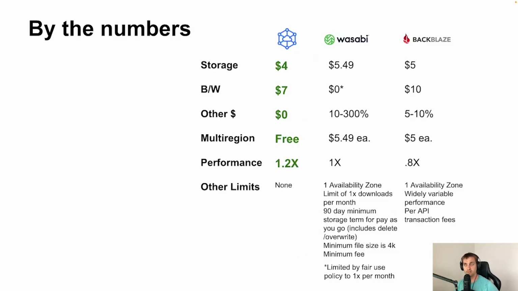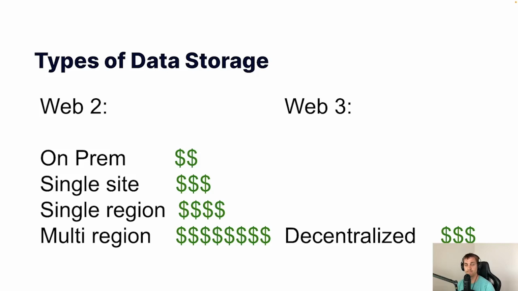How about the cheaper options? Well, Wasabi says free egress, but that means you can only download your entire file once per month. And Backblaze has a bandwidth of $10. They also tack on other fees. And of course, multi-region is $5 to $6 per region, whereas on Storj it is free. So in summary, if you want to protect your data, you're going to pay more money. But with our decentralized technology, you don't.